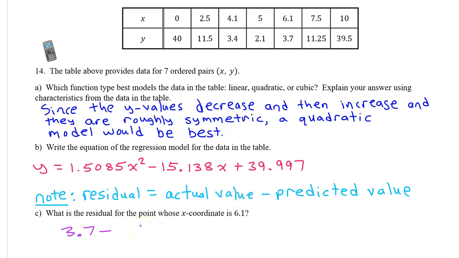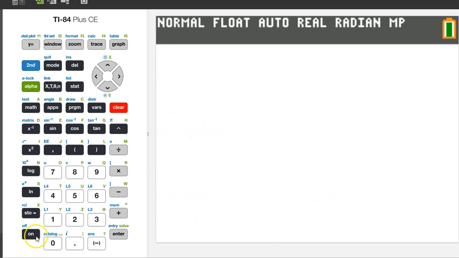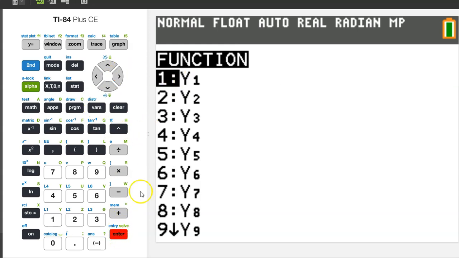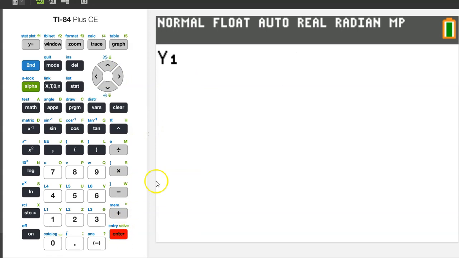Because we opted to have the calculator store the regression equation as y1, we basically need to subtract the value of y1 at 6.1. Since we opted to have the calculator store the regression model in y1, the predicted value will just be y1 at 6.1. To get y1 on your calculator, hit the vars button and switch over to yvars, hit enter for function, and enter again for y1. To evaluate y1 at 6.1, just put 6.1 in parentheses.